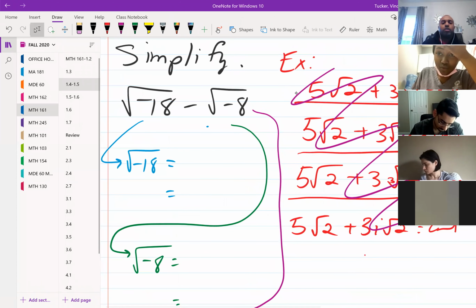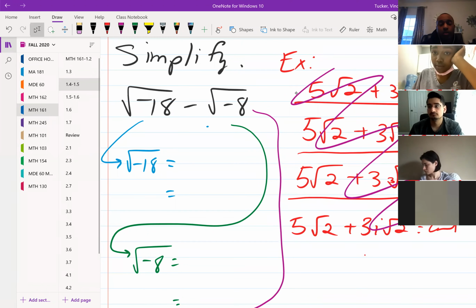All right. So we're looking at the square root of -18 minus the square root of -8. So what we want to do is break down each one of those terms individually before we can add or subtract them. In their current state, we cannot add them or subtract them from each other.